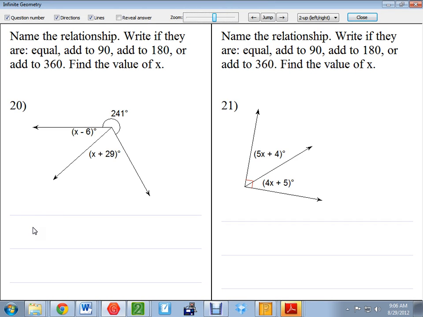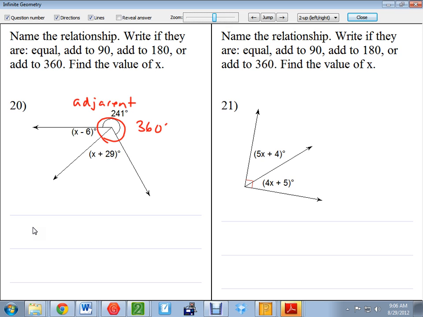We're going to talk about angle relationships. There are two angle relationships shown here. The first one, there is no real relationship besides the fact that these angles are adjacent to each other, and all three of them will add up to the entire 360 degrees that are in this circle right here.